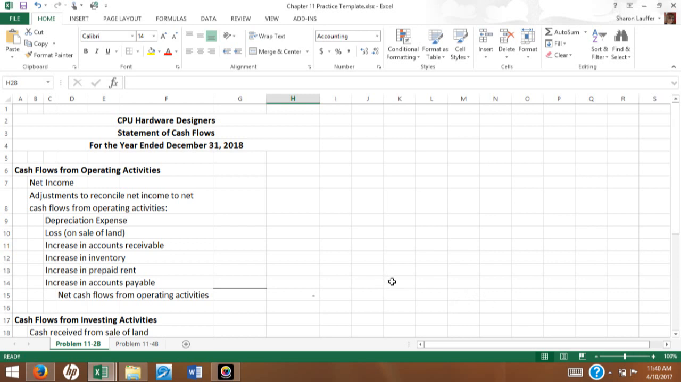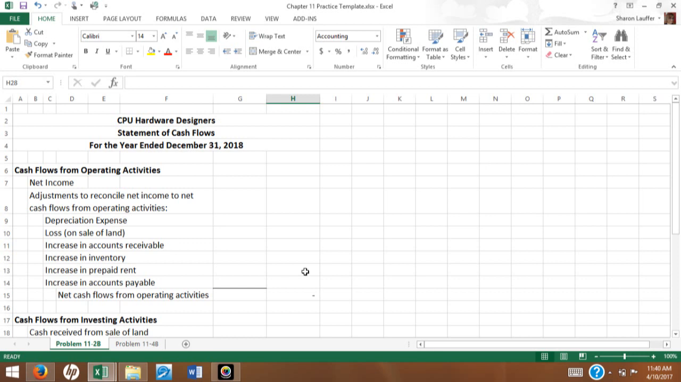So I've created a template for this example that's very similar to the template in your homework. So if you want to follow along, I'm on page 550 of the textbook. It says P11-2b, Natalie King has completed the basic format to be used in preparing the statement of cash flows using the indirect method for CPU hardware designers. All amounts are in thousands.